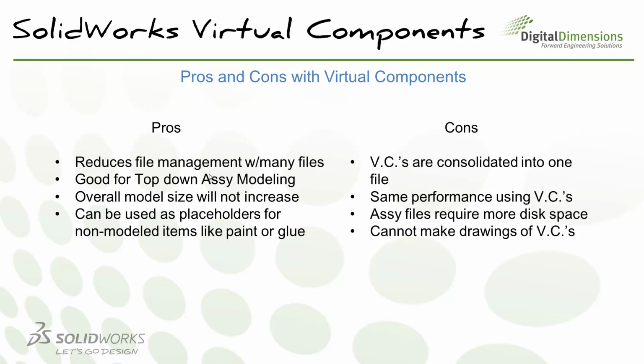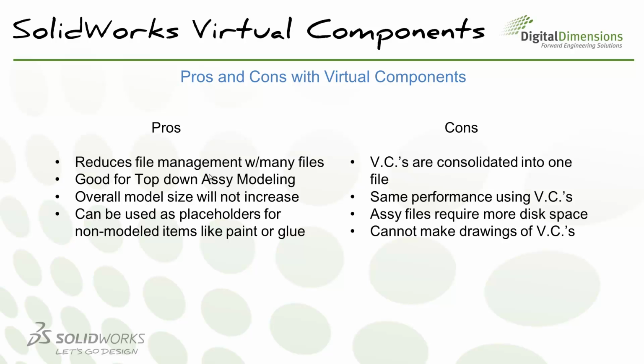Another pro is that it's good for top-down assembly modeling. If you're going in and you're making changes and you're wanting to reference components, it becomes easier to move them from one to the other. So I guess you can merge those two bullets together. Also, overall, if you're doing an assembly with sub-assemblies, top-level components, and you have a couple of virtual components, your overall model size will not increase or decrease. You're just displacing where you're placing your components. You still have to have a disk space for them, whether that be as separate items inside of a folder in Windows Explorer or embedded within the general parent assembly.